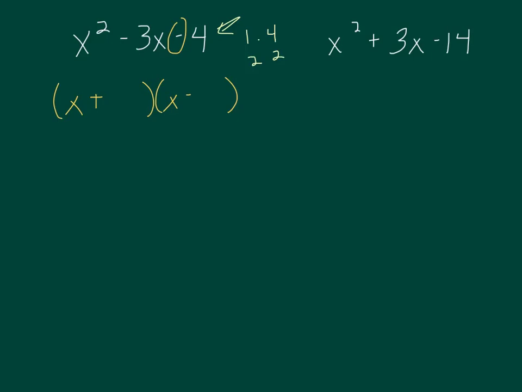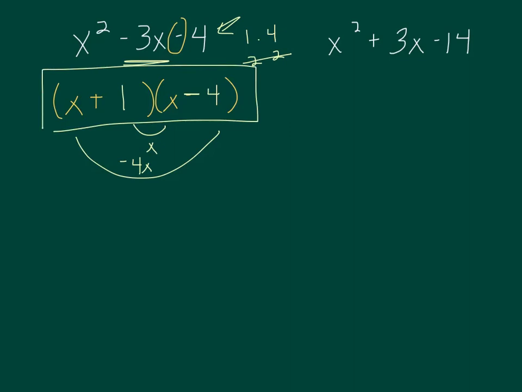2 minus 2 does not give me 3. And 1 minus 4 does, if the 1 is positive and the 4 is negative. So I get x and negative 4x. Those will add up to be negative 3x, as long as the negative is in front of the 4 and the positive is in front of the 1. So I'll often check to make sure that those multiply out. Sometimes I won't fill my signs until later, even if I know they're going to be different. So again, I know they're going to be different.